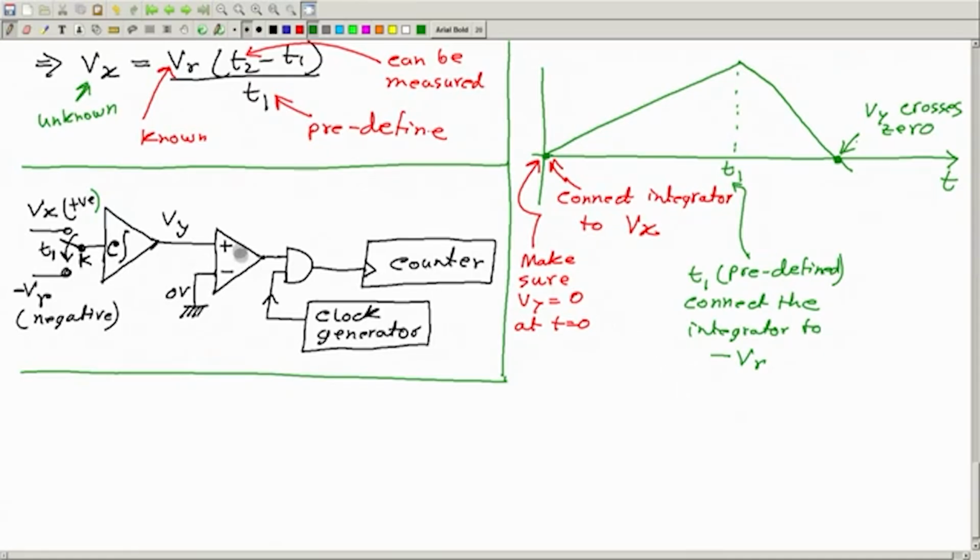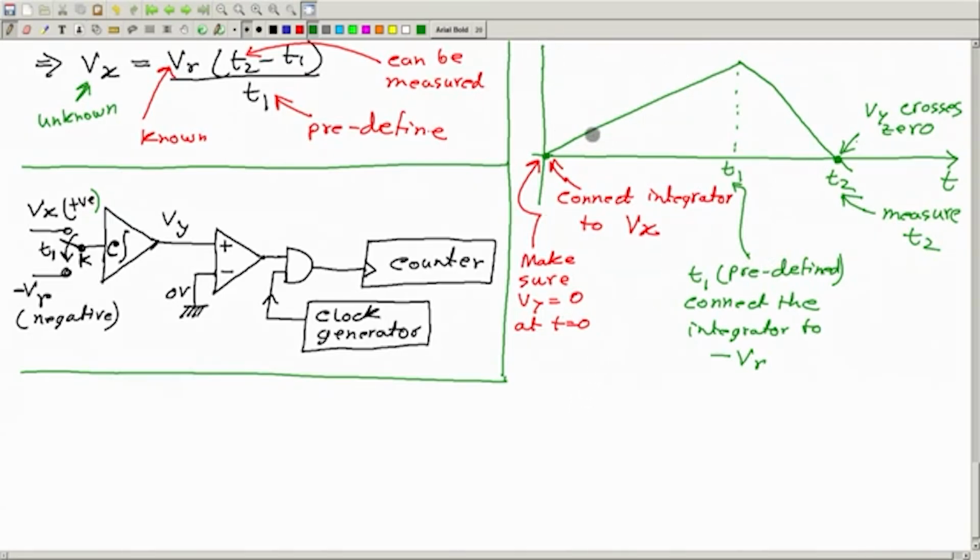Okay. So this comparator is put here to see when Vy crosses 0. The purpose of the comparator is this. Okay. The moment Vy crosses 0, something will change at the output, which will tell, okay, this is the point when Vy is becoming negative. Call this time t2. t2 is to be measured. Okay. So basically you have to measure this time, right.